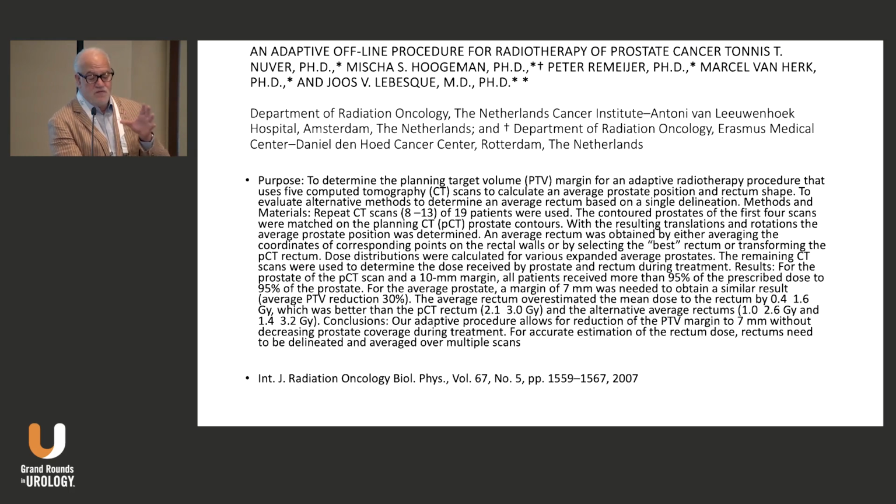And they went from having a 1 centimeter margin. By taking these scans and averaging it out, and looking at the dose that everything is getting and the position of the prostate, they concluded that using an adaptive offline procedure allows for reduction of the PTV margin to 7 millimeters without decreasing the coverage of the prostate. So what happens when you reduce the margin? Less normal tissue irradiation.